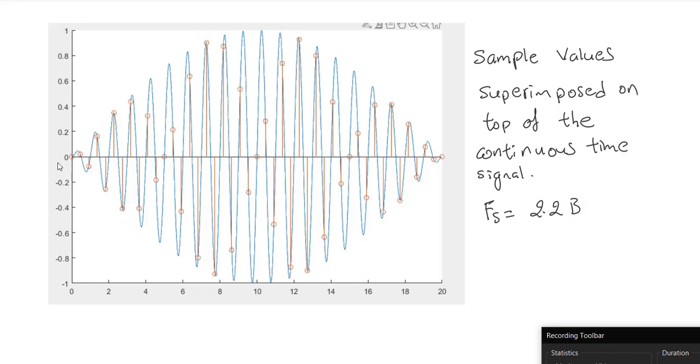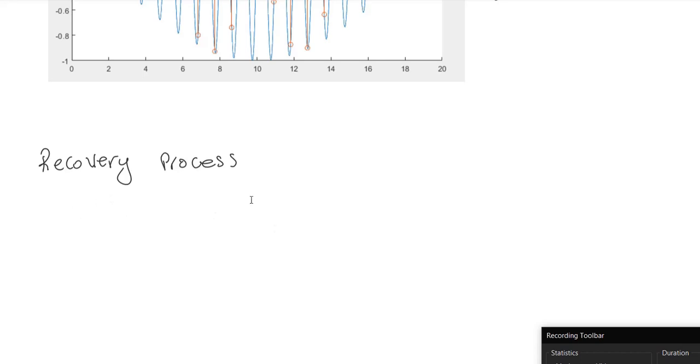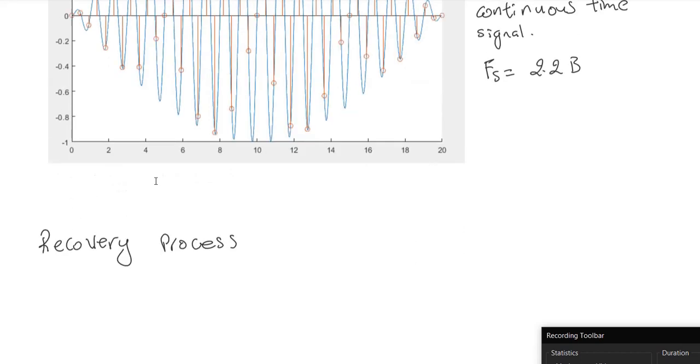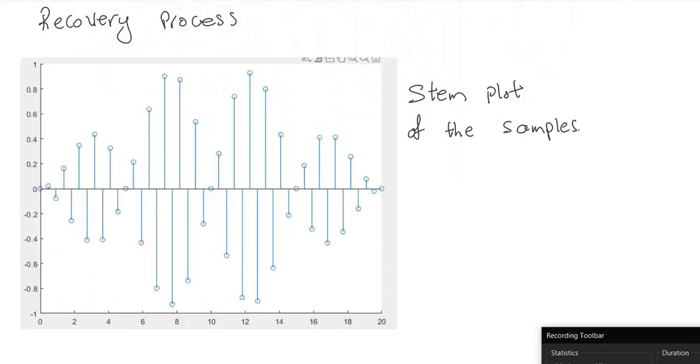So my sampling rate is slightly bigger than what it should be in order to recover the signal perfectly. Now let's look at the process of recovering the continuous time signals from the samples. This is the stem plot of just the samples.